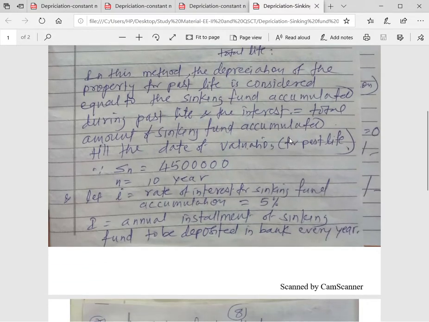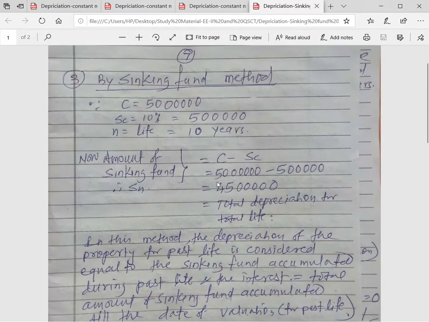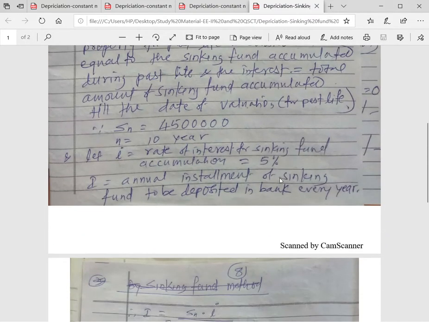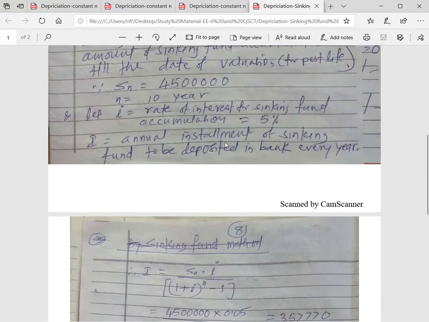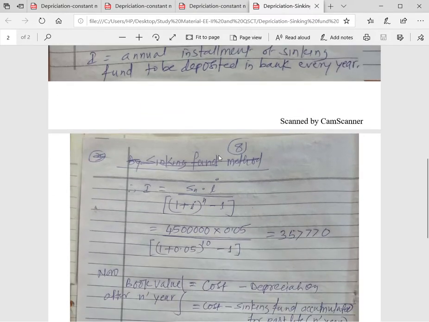Now the amount of sinking fund we have calculated, Sn equals 45 lakh, that is the difference of cost minus scrap value. Here n is 10 years and i is the rate of interest for sinking fund accumulation. Since it is a long-term investment, generally the rate of interest for such investment is around 5 to 6%, so we'll consider 5% here. I is the annual installment of sinking fund to be deposited in a bank every year. So we have to work out this yearly deposit of sinking fund amount, that is, the annual installment.